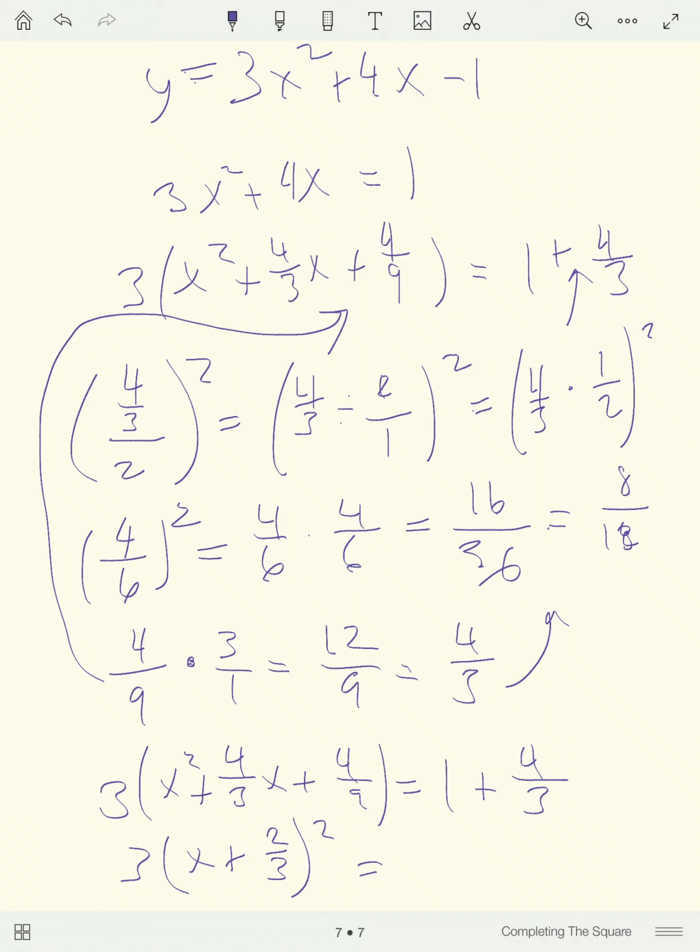Now, if we were going to add 1 to 4 over 3, remember that's technically 1 over 1, which means we can turn those 1's into any number we need to, i.e. that denominator, in order to be able to add. So I'm just going to replace this with 3 over 3, so that we can add it to 4 over 3. So now 3 plus 4 equals 7 over 3.